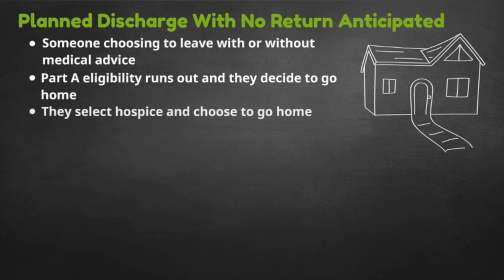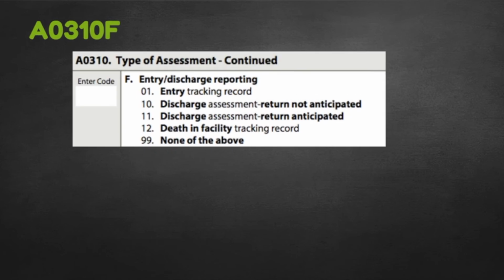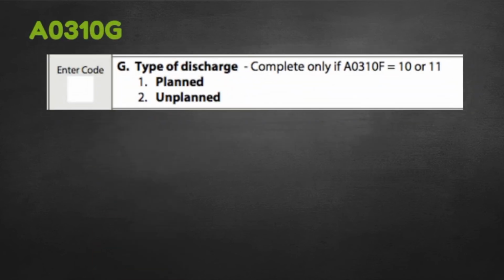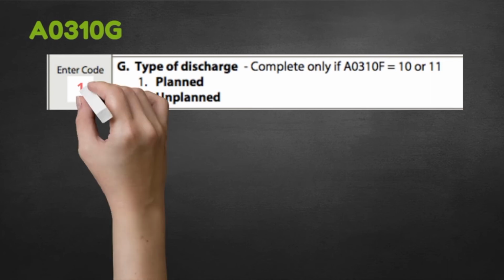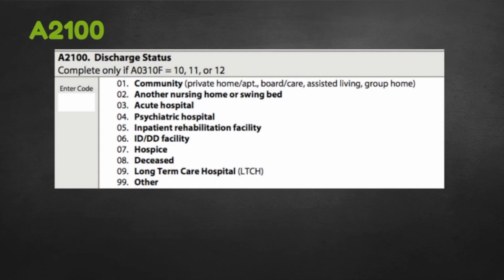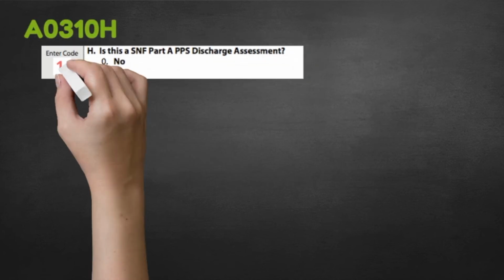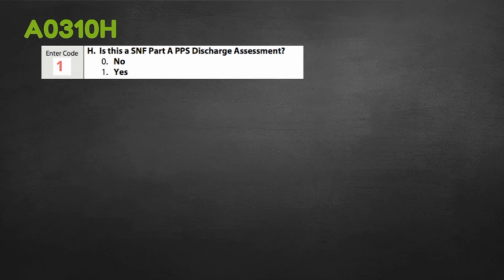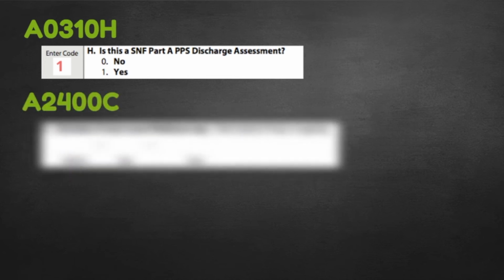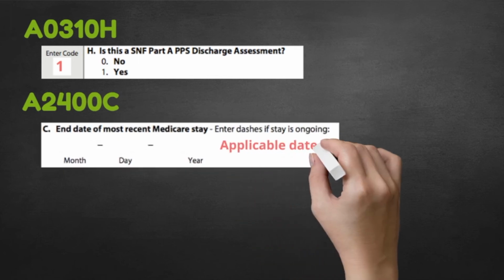The implications of a discharge in this square are similar to the above. A0310F equals 10, discharge with return not anticipated. A0310G equals 1, planned. And A2100 equals 01, to the community. Most likely the resident is done using their Medicare Part A days. So A0310H equals 1, yes. It is a SNF Part A discharge, and A2400C equals the applicable date.